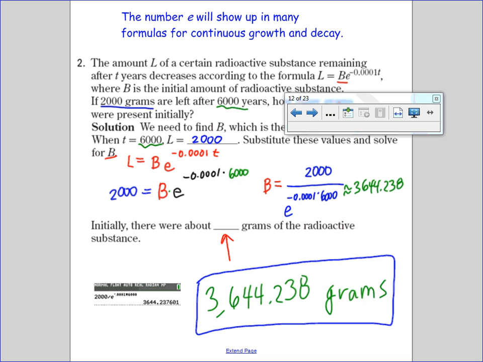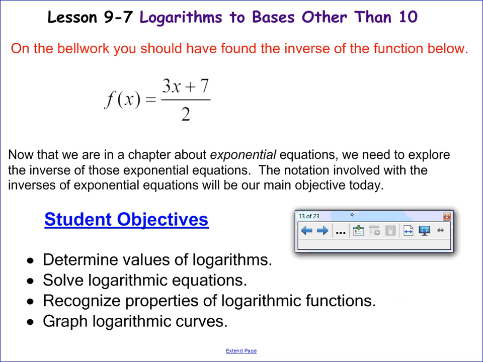What questions do you have about our radioactive decay problem? Okay, so keyword continuously, that's what's going to authorize the use of our Euler's number equation, our continuously compounding interest formula, which shows up as radioactive decay or population growth.